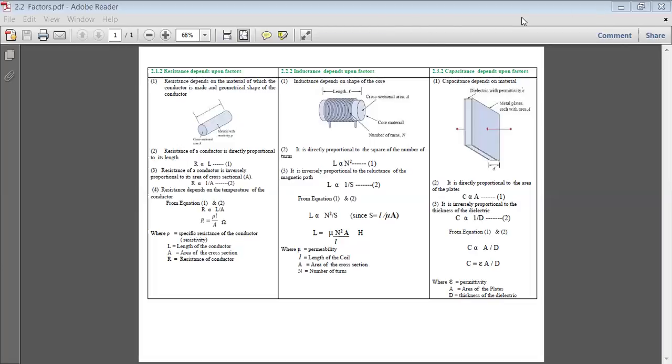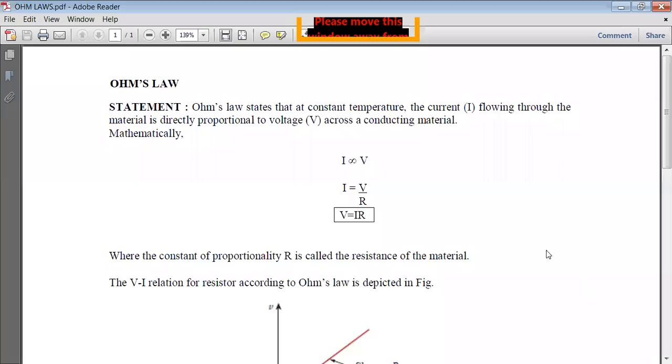Now we'll go to Ohm's law. My next topic is Ohm's law. Statement: what will be the statement? Ohm's law states that at constant temperature, the current flowing through the material is directly proportional to the voltage across the conducting material.